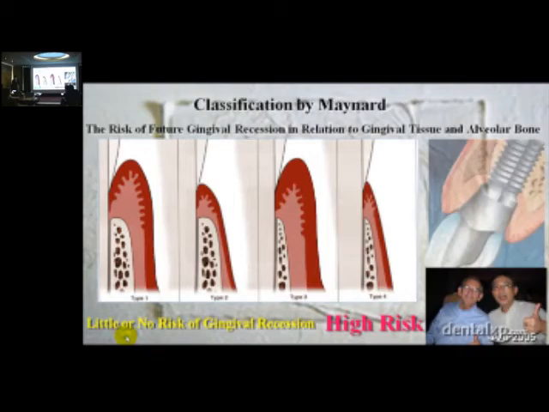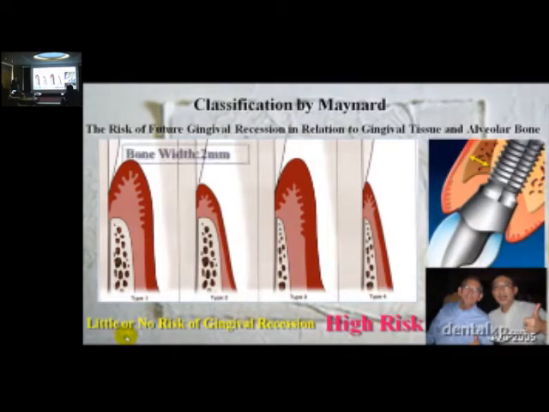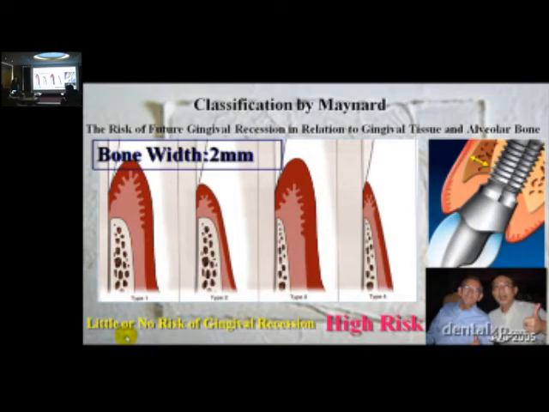The slide meanwhile illustrated Dr. Maynard's classification. It explains the risk of future gingival recession in relation to gingival tissue and alveolar bone. Type 4 with thin bone and thin mucosa has a higher risk of gingival recession. The last report by Dr. Glunder stated the bone width should be at least 2 mm.